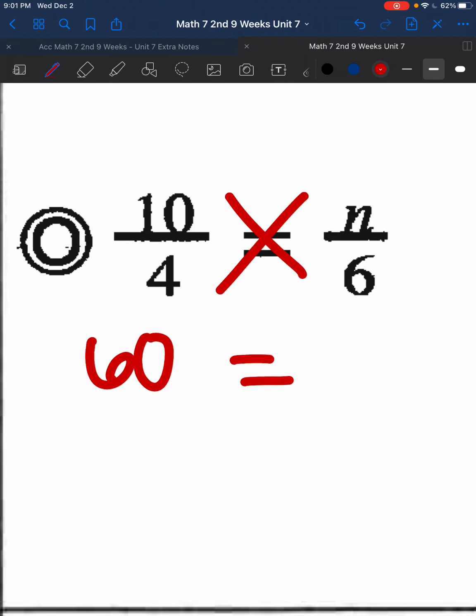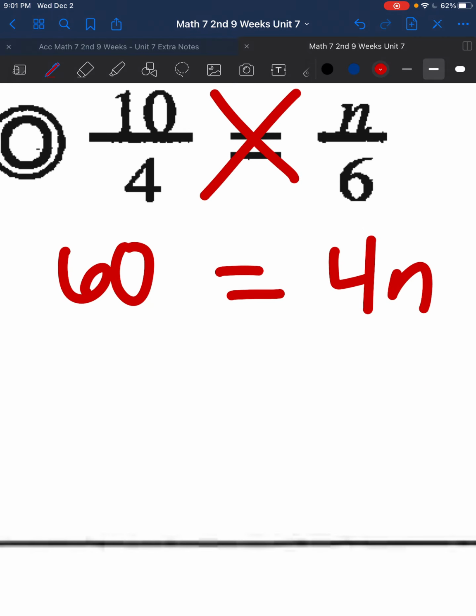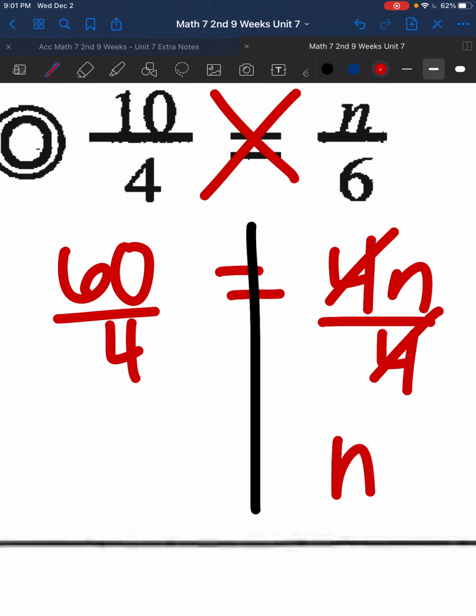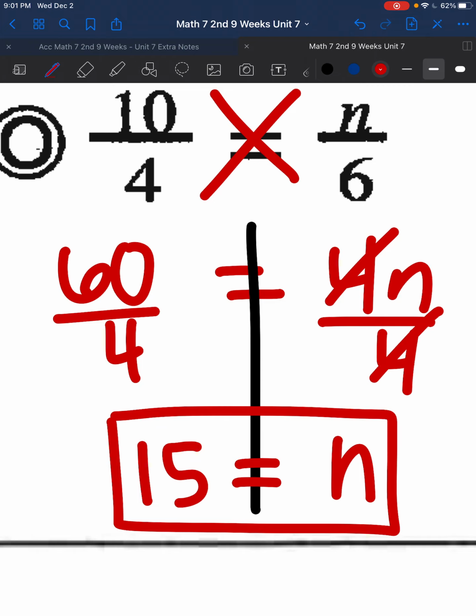I've got 10 over 4 equals n over 6. So I'm going to multiply 10 times 6 together, that's 60, and I'm going to set that equal to 4 times n, which is 4n. Now, to get that n by itself, I need to undo that multiplication, so I'm going to divide by 4 on both sides. Over here, my 4's cancel out and n is by itself, and 60 divided by 4 is 15. So 15 equals n.